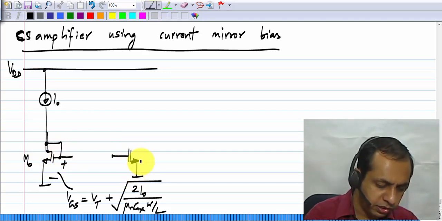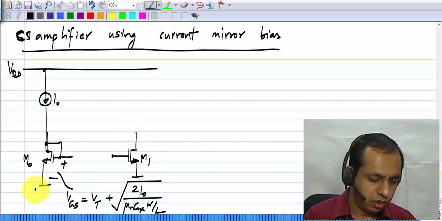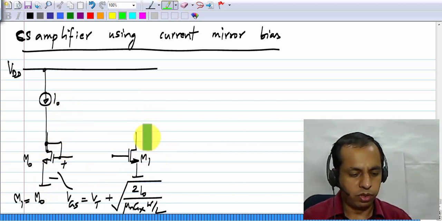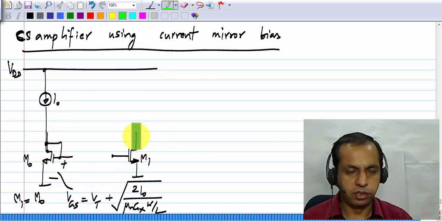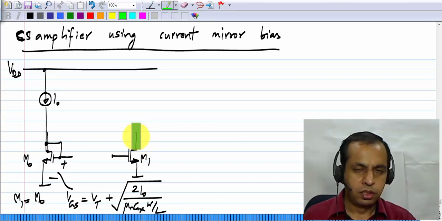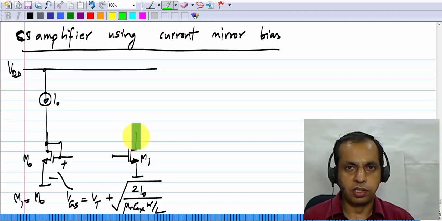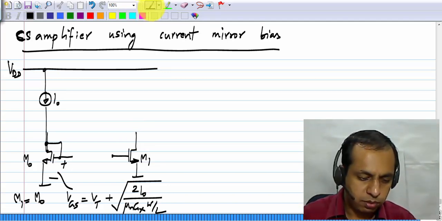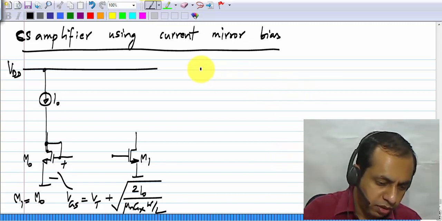I have another transistor M1, and M1 and M0 are matched. I want M1 to have the same operating point current I0 and I want to realize a common source amplifier using M1. How do we do this? Now I can just explain to you the circuit, but it's useful to recall how we did it for the constant voltage biasing. So what did we do then?